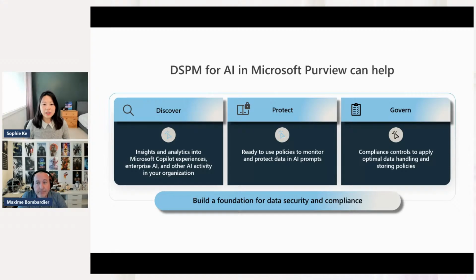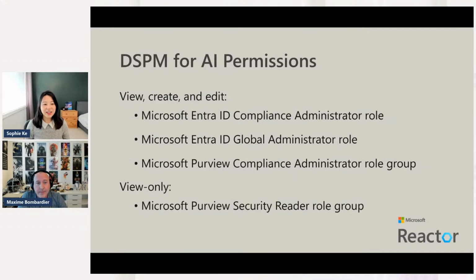But first, let's talk a little bit about permissions. You definitely need the right permissions to access DSPM for AI inside the Microsoft Purview portal. We have three sets of roles that will allow you to view, create, and edit all the policies in DSPM for AI. And we also have a view only role, which is the Microsoft Purview security reader role group. So make sure you have the right permissions.